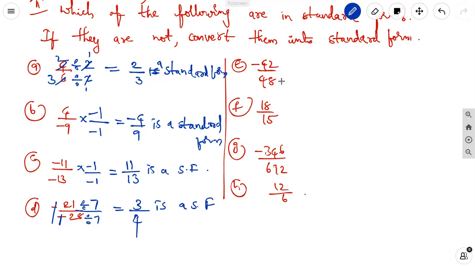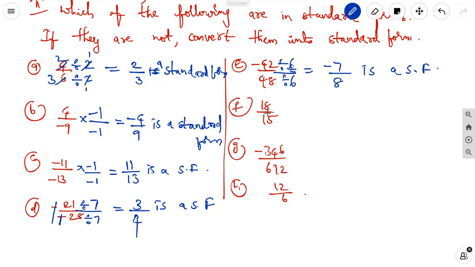The same thing here, the denominator is positive, and 42 and 48 both numbers come in the 8 table or 6 table. Just check the 6 table. 6 sevens are 42, 6 eights are 48. So both numbers have the common factor 6. So we should divide the numerator and denominator by 6. 6 sevens are 42, 6 eights are 48. It is a standard form.